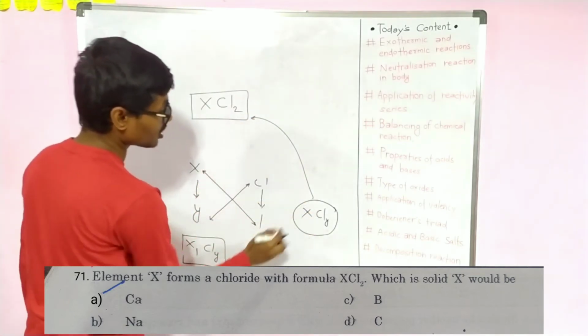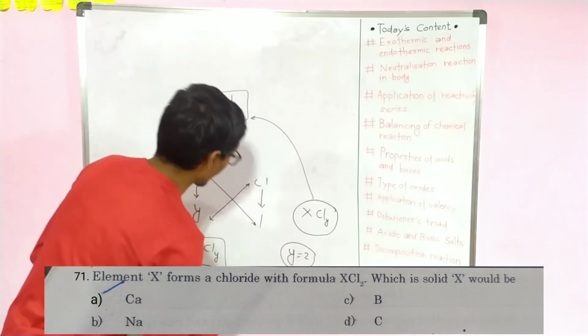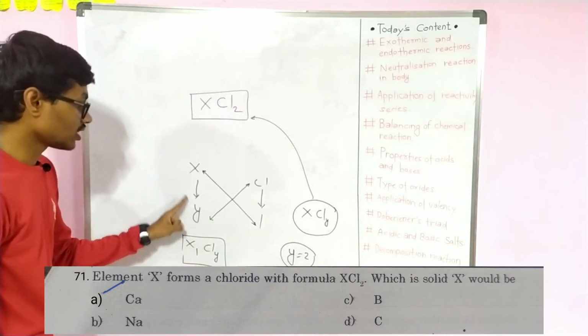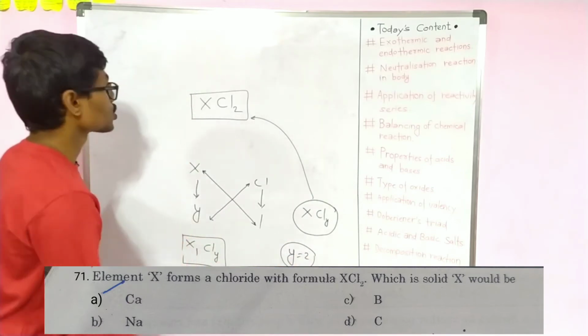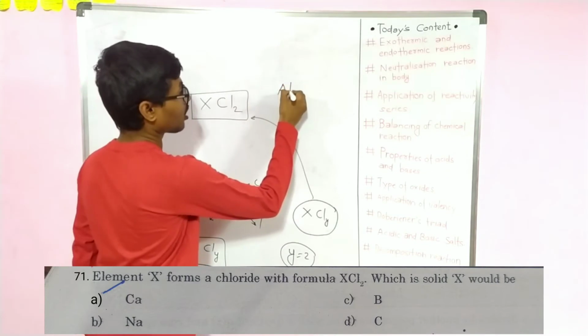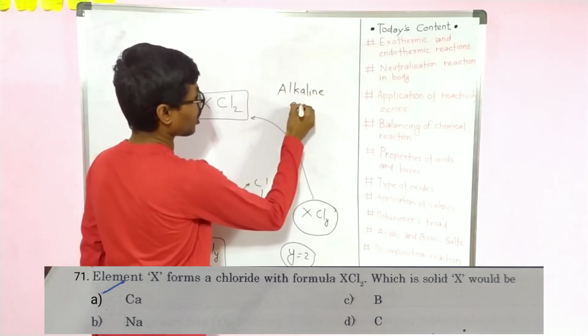But they have given us that compound is XCl2. So if we compare these two, we get Y as 2. So valency of metal X is 2. So it is alkaline earth metal.